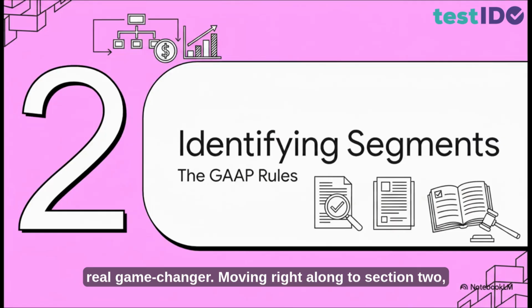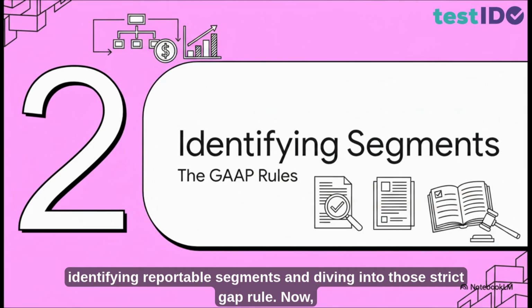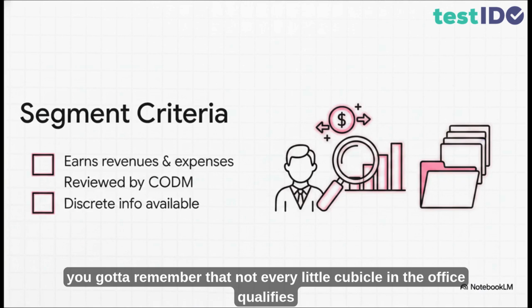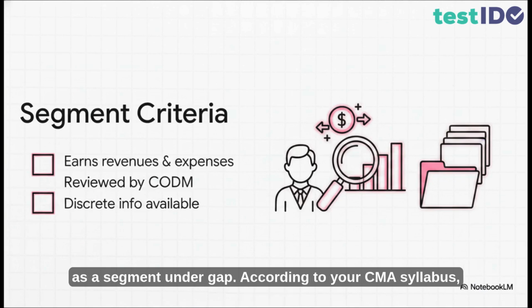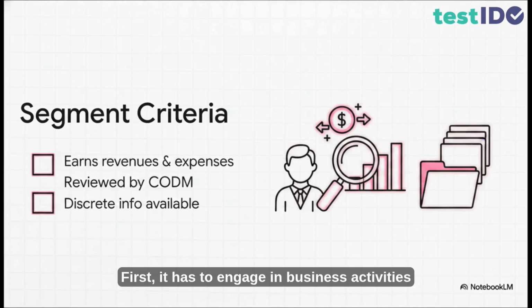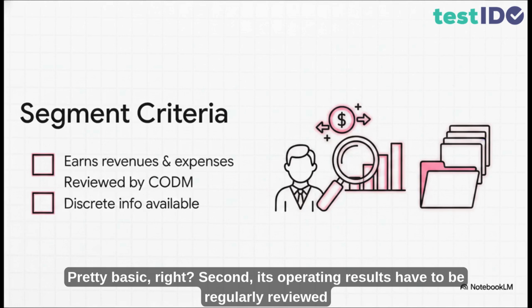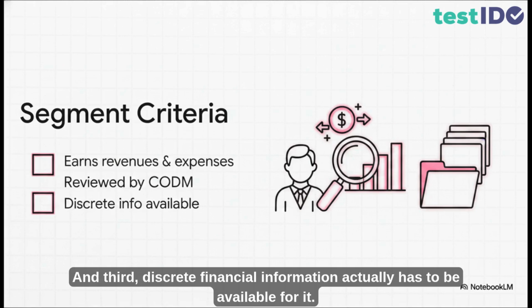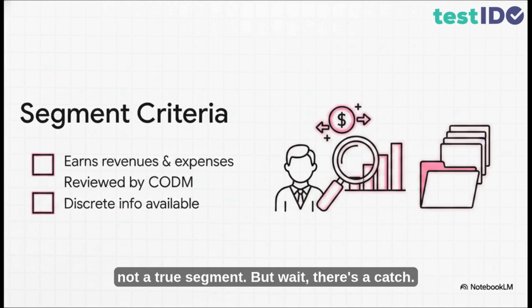Moving right along to Section 2, identifying reportable segments and diving into those strict GAAP rules. Now, you gotta remember that not every little cubicle in the office qualifies as a segment under GAAP. According to your CMA syllabus, a reportable segment generally has to check 3 very specific boxes. First, it has to engage in business activities where it earns revenues and incurs expenses. Pretty basic, right? Second, its operating results have to be regularly reviewed by the chief operating decision maker, or the CODM. That's the person deciding where the cash goes. And third, discrete financial information actually has to be available for it. If it doesn't hit all 3 of those, no, not a true segment.